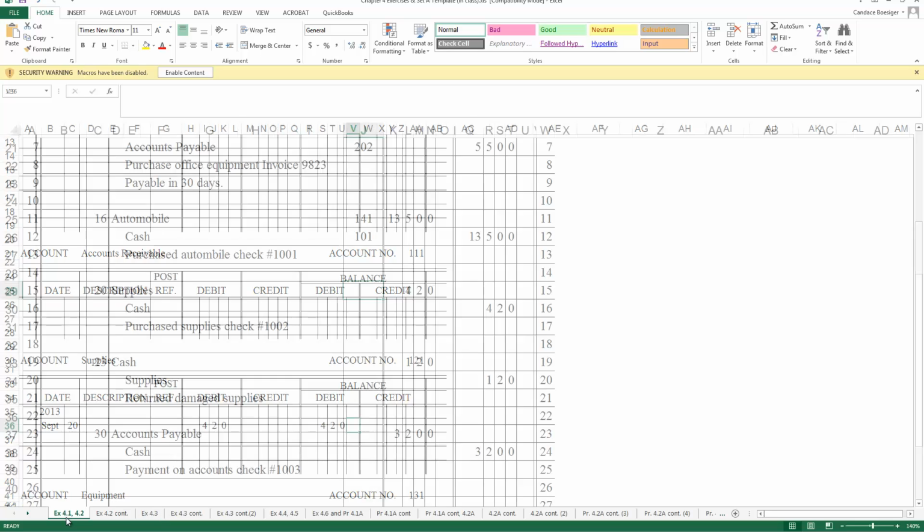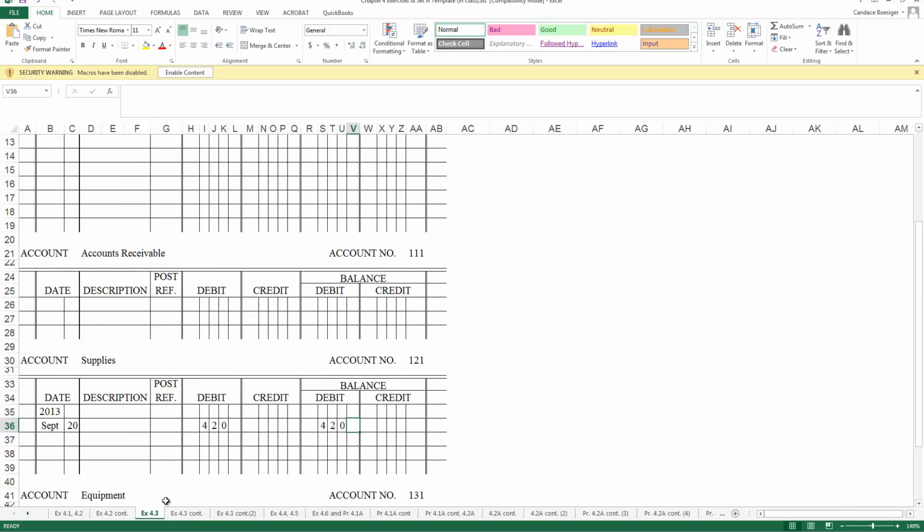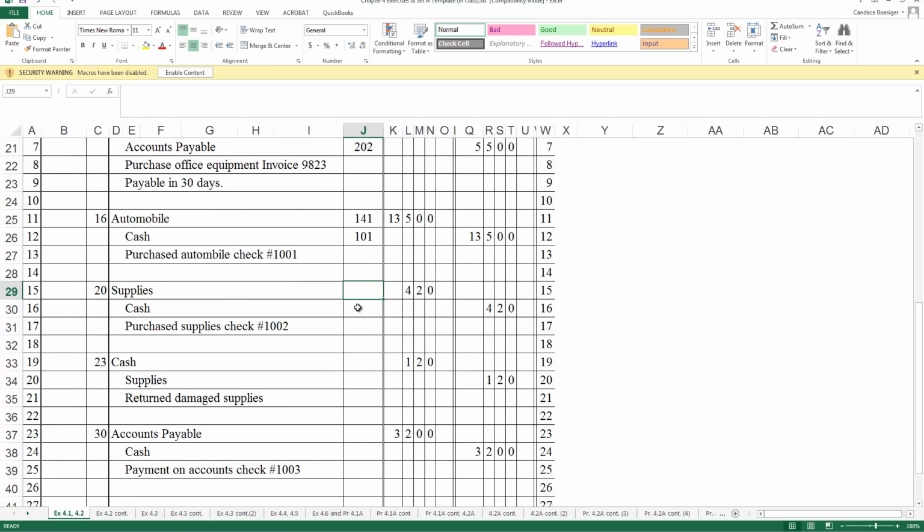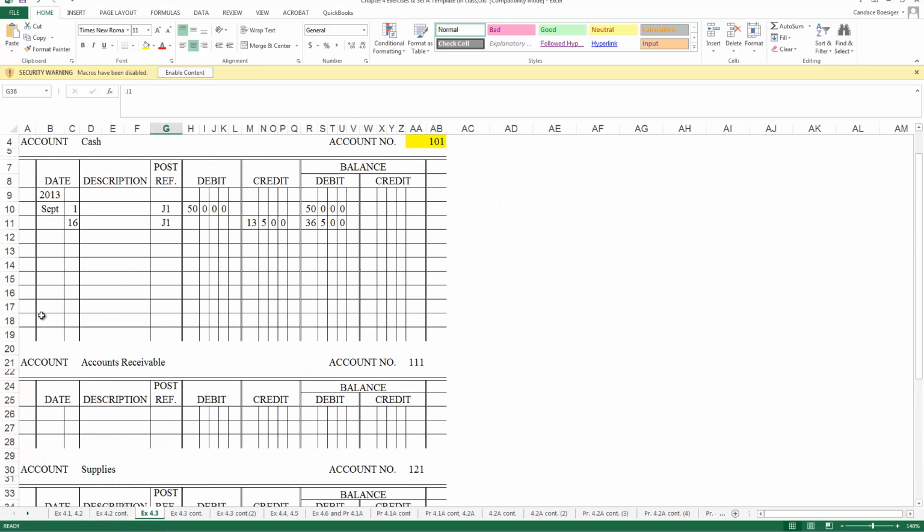So supplies. Oh, look, we forgot our posting reference, 121. Oh, we forgot the one here too. So this should be J1, and then we take the 121 back to here. One more account, cash. We have a credit of $420 to cash. So let's find our cash account. This is the 20th. We're still on General Journal 1.